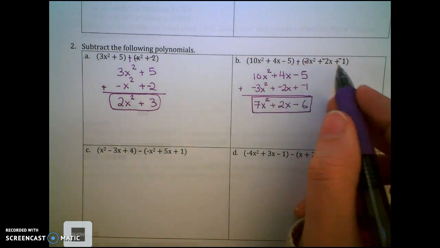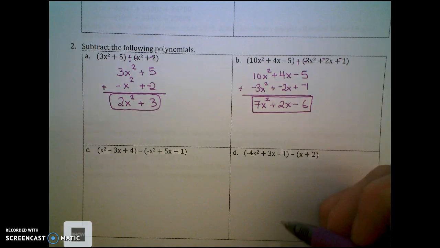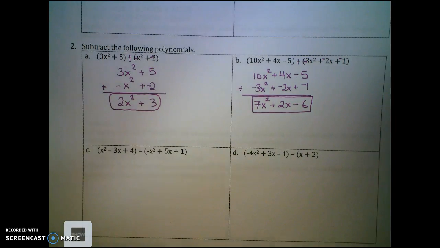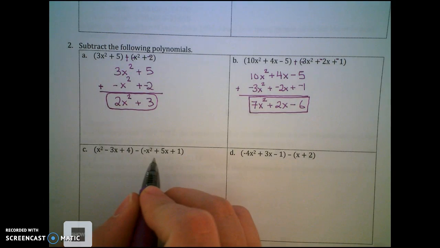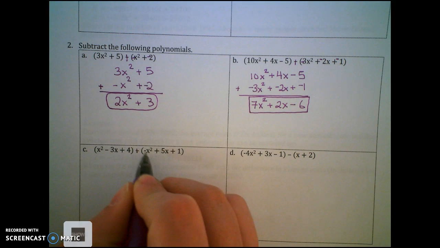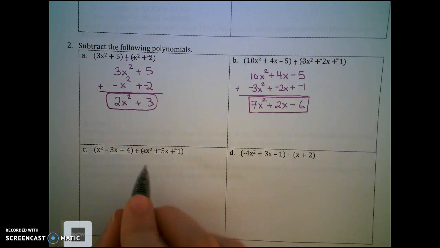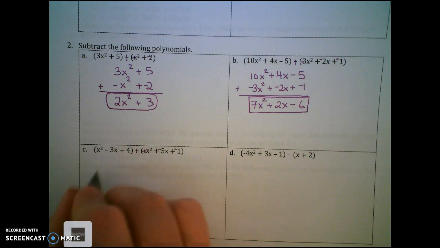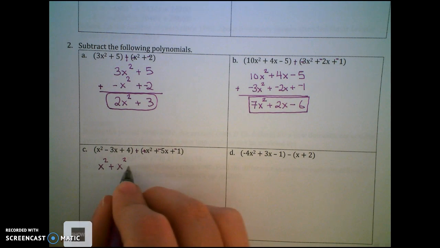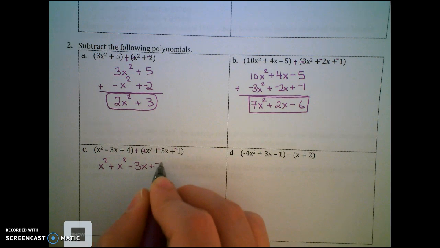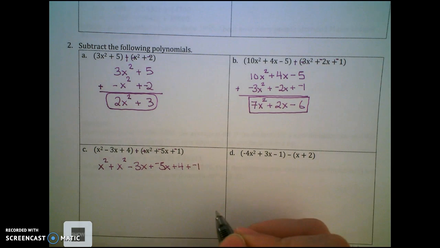Flip the signs of your second term and add down your columns, making sure that you line your like terms up on top of one another. We'll do the last two using the horizontal subtraction method. This still requires that we switch the signs of our second polynomial. So I say plus a positive, negative, negative. Now I will group my like terms together. So I have x squared plus x squared, minus 3x plus negative 5x, plus 4 plus negative 1.